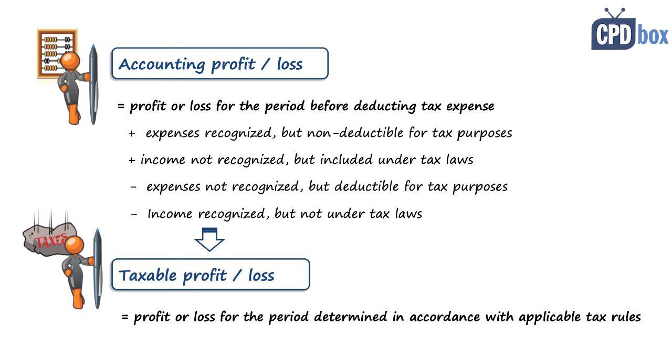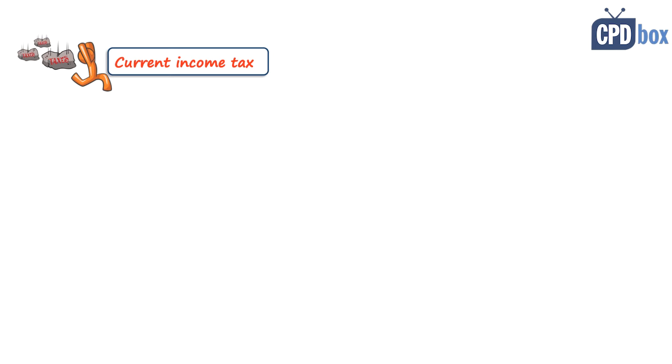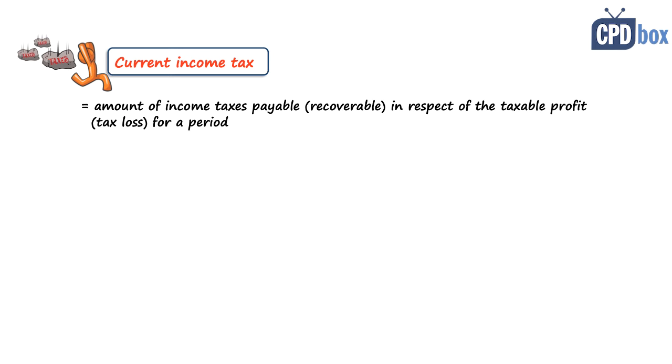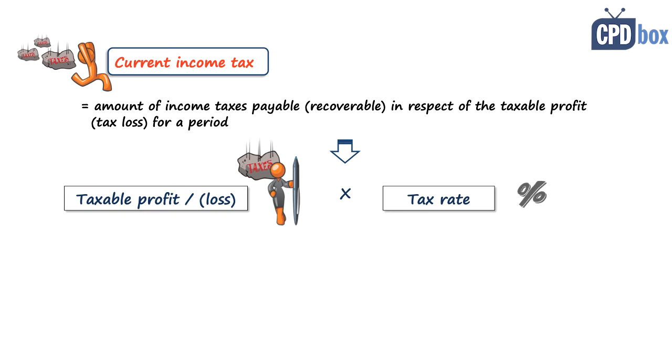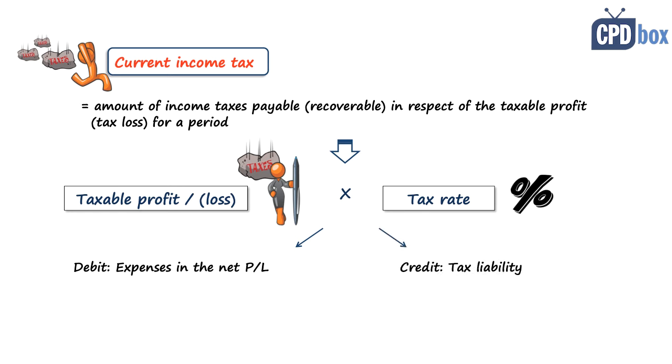Now, when we have arrived at taxable profit from the accounting profit, it's time to explain the basics of current income tax. It is the amount of income taxes payable or recoverable in respect of the taxable profit or tax loss for a period. Income tax payable is calculated as our taxable profit multiplied by the tax rate, and current income tax payable shall almost always be recognized in profit or loss. So the accounting treatment would be to debit expenses in the net profit or loss and credit income tax liability.